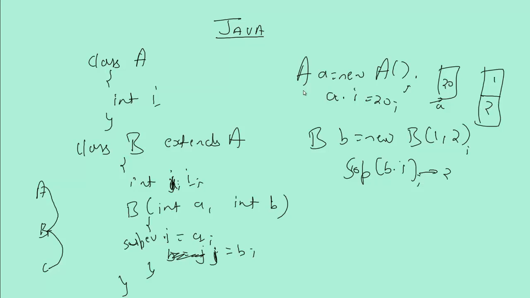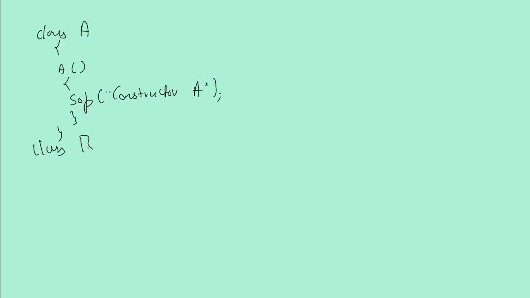Again, we'll start by understanding the class. We'll just start designing some basic classes. Class A, which has a constructor. I'll just declare it as: first, constructor A. Constructor A. Then class B, extends A.